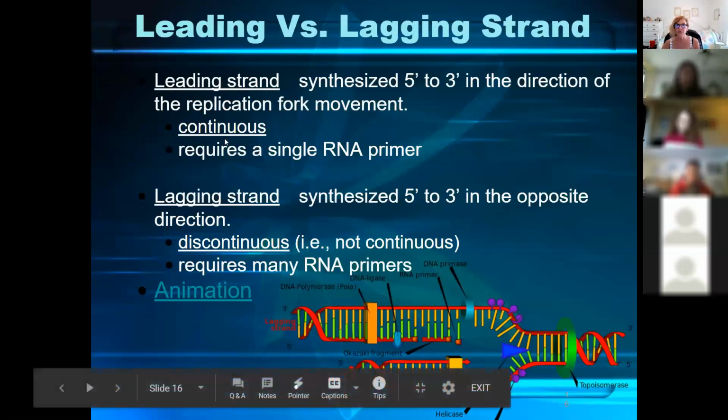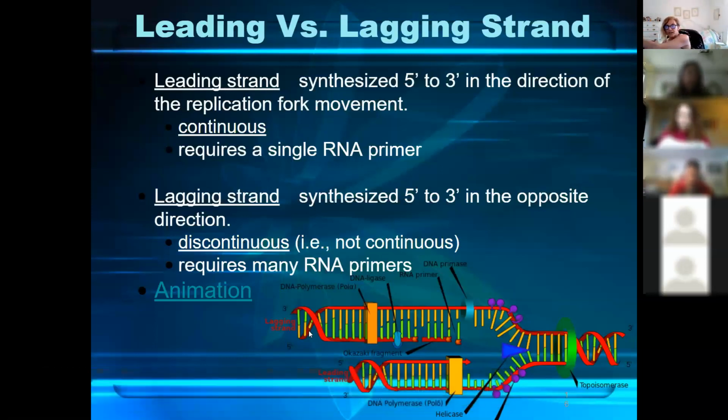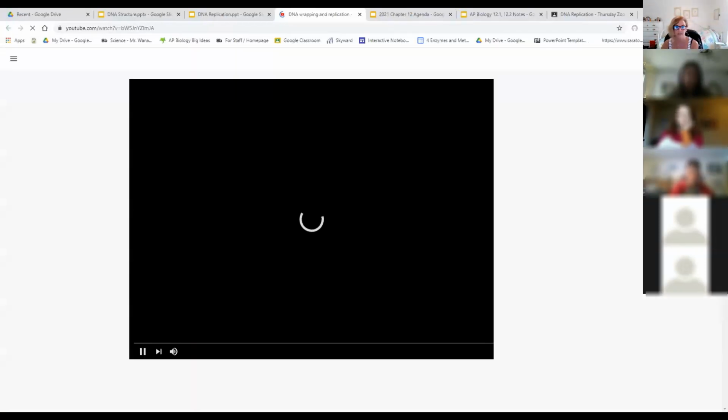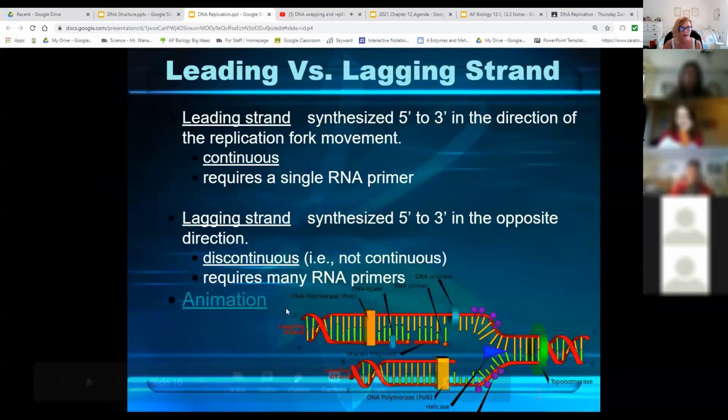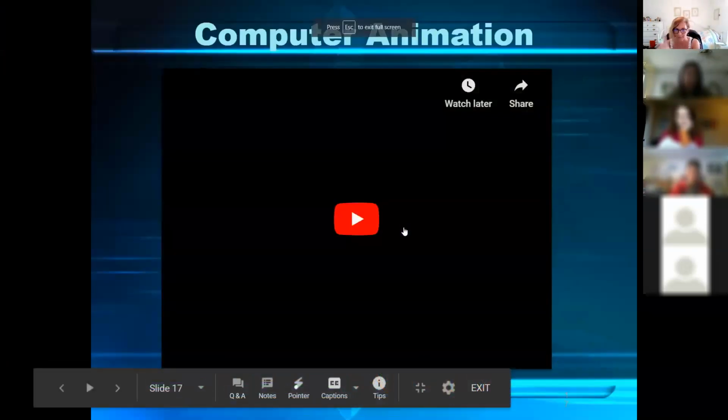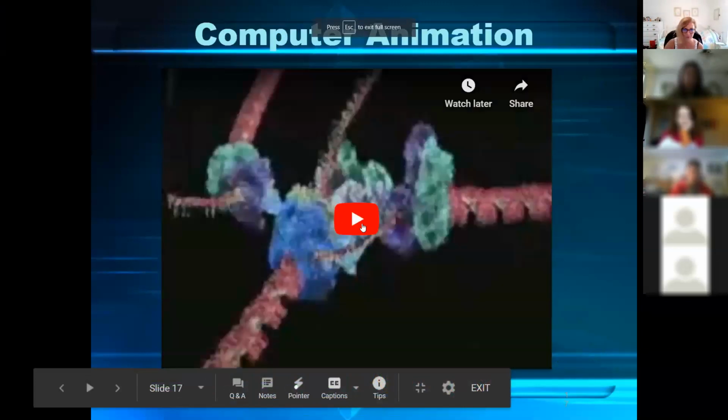Leading and lagging strand, you refer to them as continuous and discontinuous. So the leading strand is following the replication fork. It's continuous because it doesn't have to stop along the way, right? The lagging strand is discontinuous. It's broken apart. I'm going to show you an animation. Oh, wait. I'm going to delete that because I put it here and I already cut it.